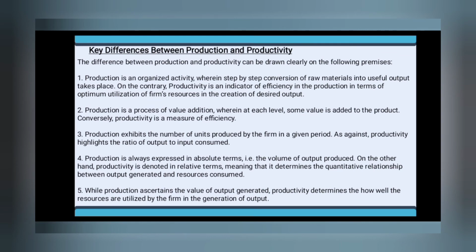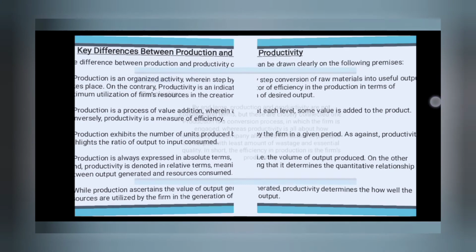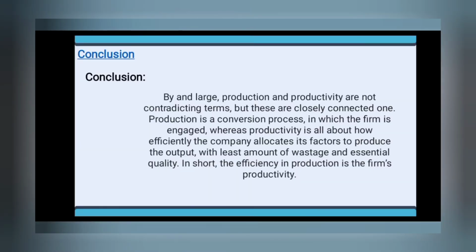Productivity determines how well the resources are utilized by the firm in the generation of output. These are the key differences between production and productivity. Here are the overall conclusions between production and productivity. By and large, production and productivity are not contradicting terms, but closely connected ones. Production is a conversion process in which the firm is engaged, whereas productivity is all about how efficiently the company uses its factors to produce the output with the least amount of wastage and essential quality.